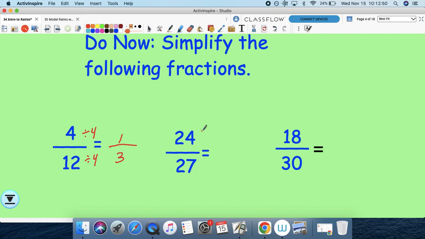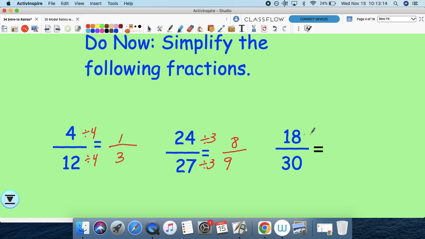24 and 27, in this case, the greatest common factor, I think it's 3. I can divide that by 3, and I can divide that by 3. 24 divided by 3 is 8. 27 divided by 3 is 9. Now, I can't go on anymore because there are no common factors besides 1. Nothing else will divide 8 and 9 evenly.